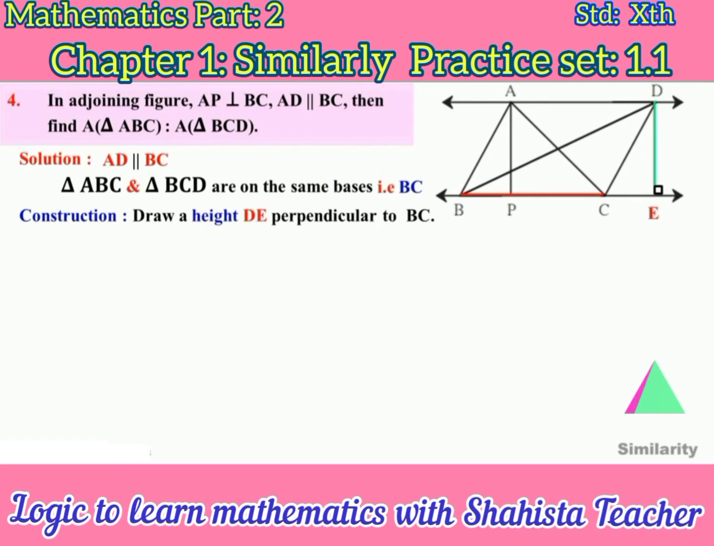Draw a height DE perpendicular to BC. BC is perpendicular to DE. DE is the height. So DE is perpendicular to BC. Is that clear, my dear students?